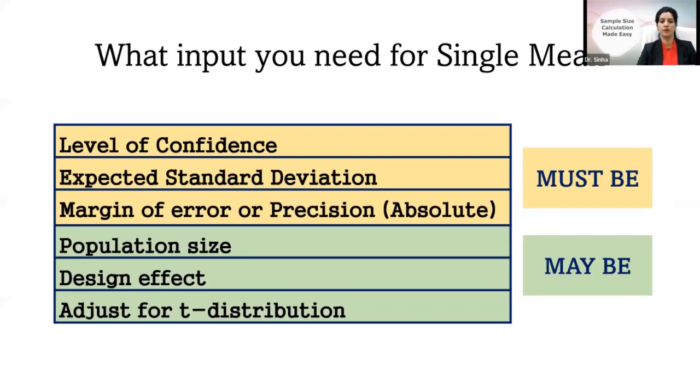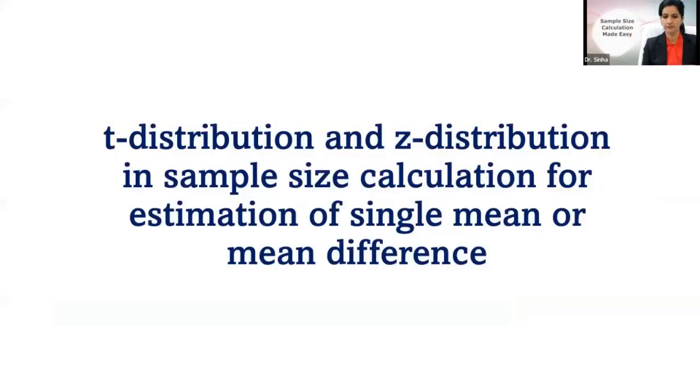This t distribution is applicable when your sample size is less than 30. Above 30, the t distribution and z distribution become the same. But less than 30, we apply the t distribution.